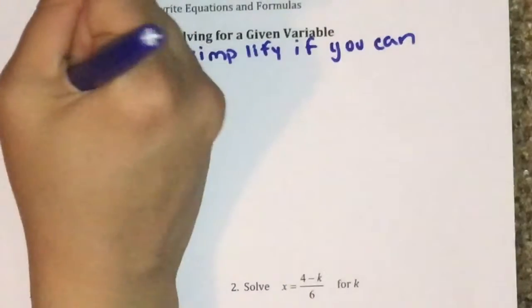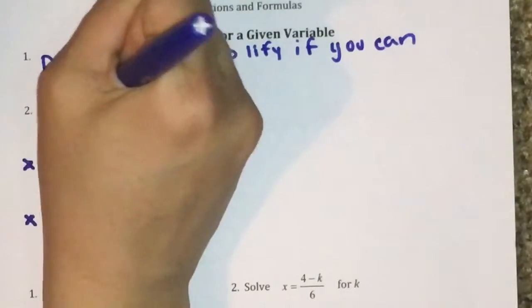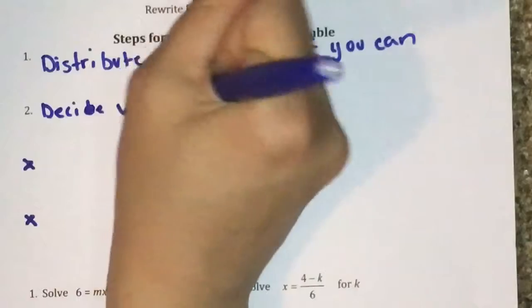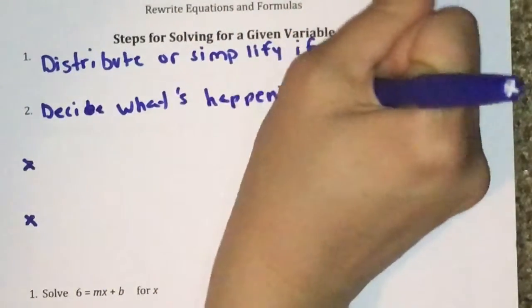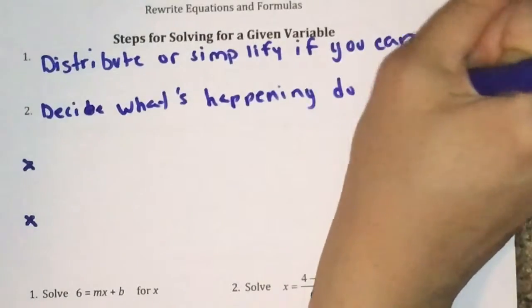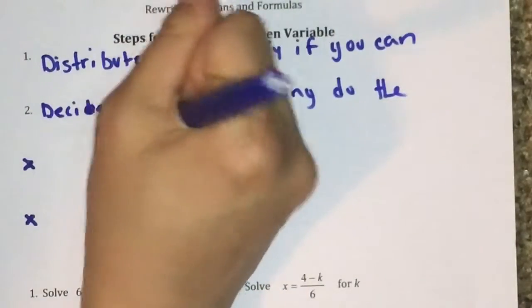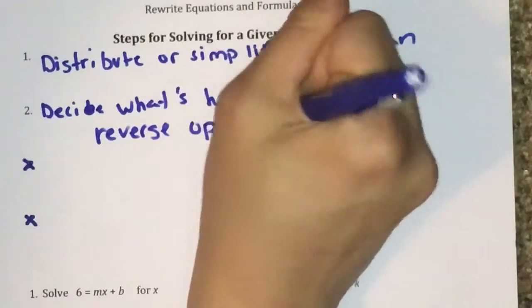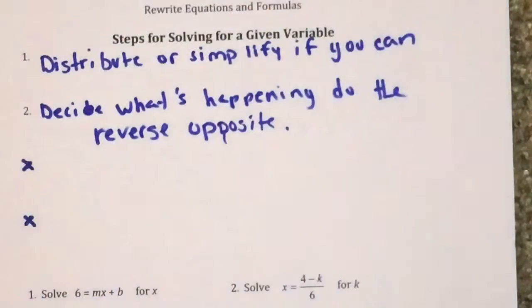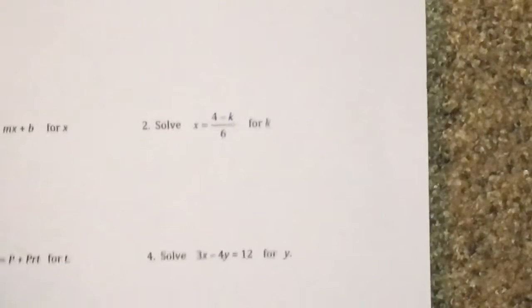Step two, decide what's happening and do the reverse opposite or that inverse operation. Let's go ahead and start with number one.